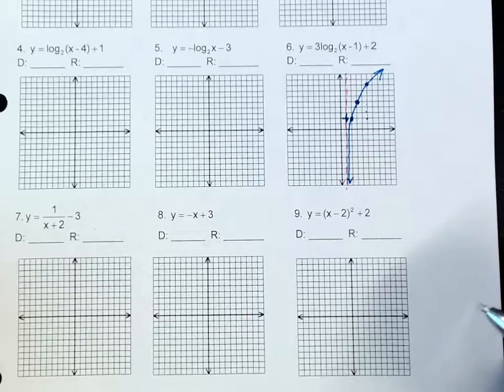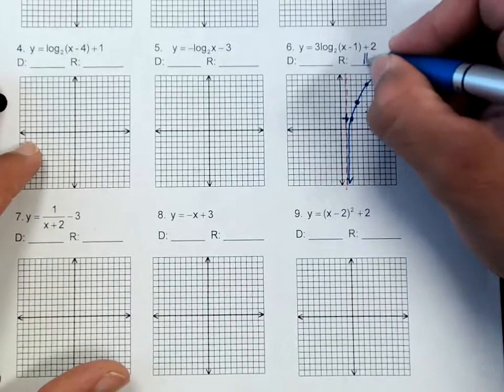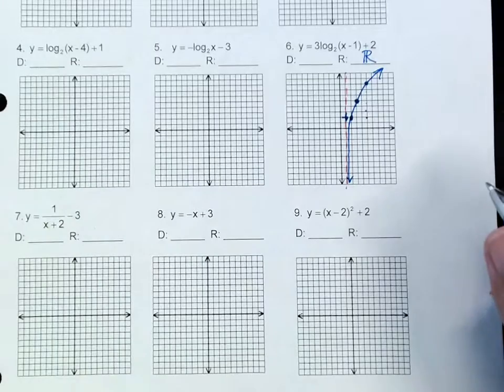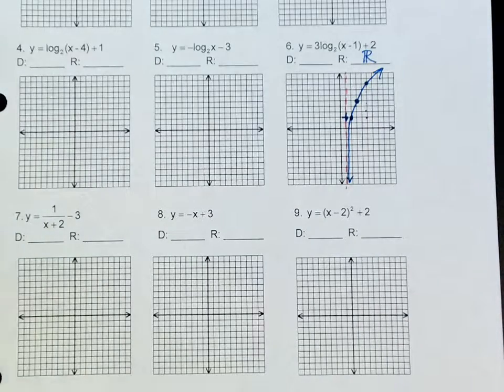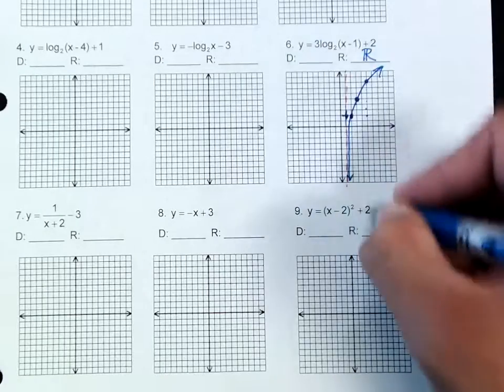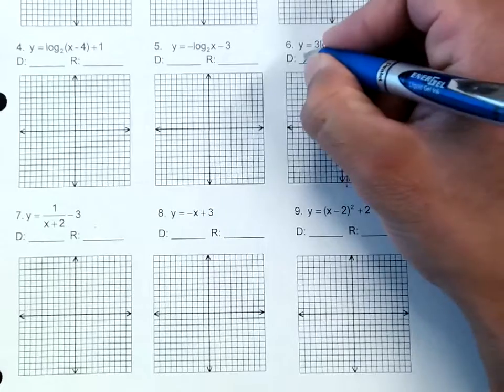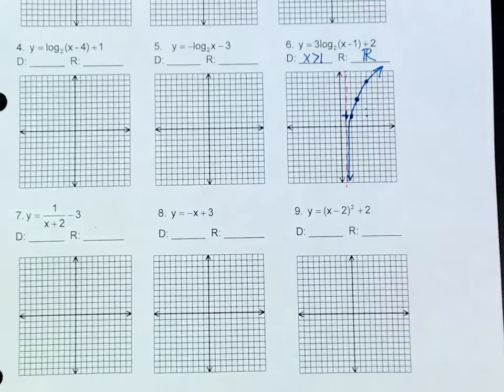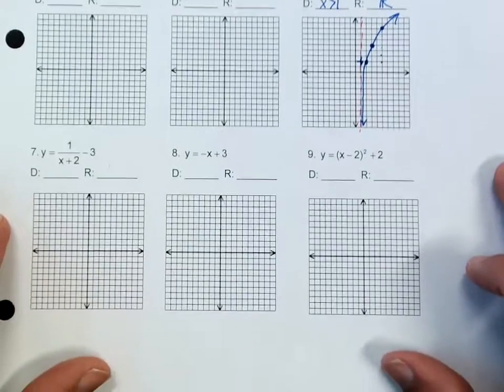What's my range? All real numbers, 50-50 chance. Now, what's my domain? Definitely 1's included in that, right? Because there's my vertical asymptote, and I go to the right, so I can write this as x is greater than 1. Because remember, to the right, the numbers are getting bigger. All right? What else? Okay, let's just look at 7, 8, and 9.